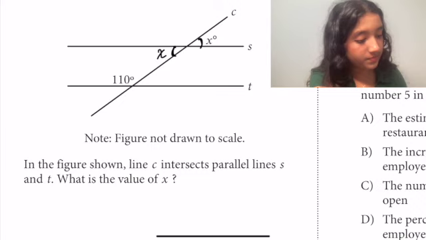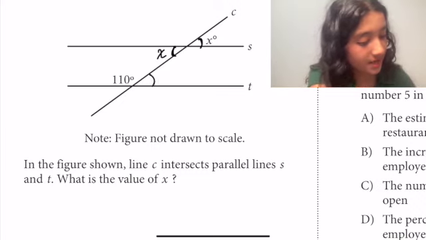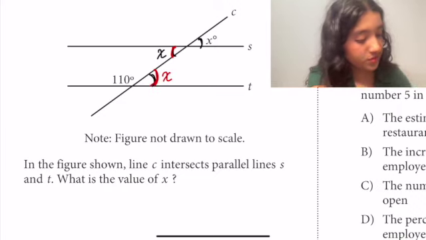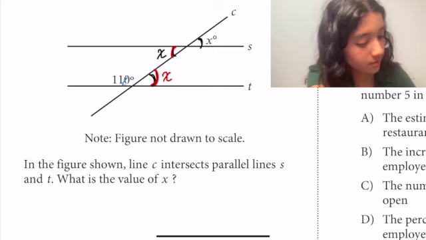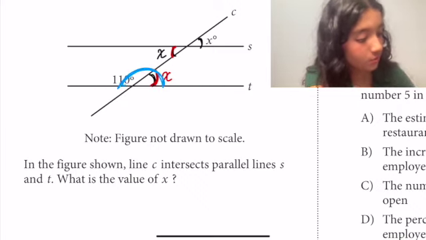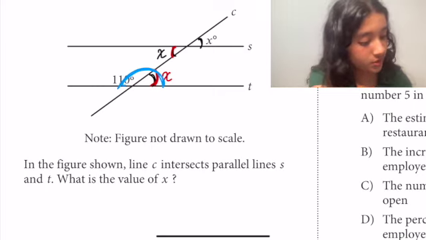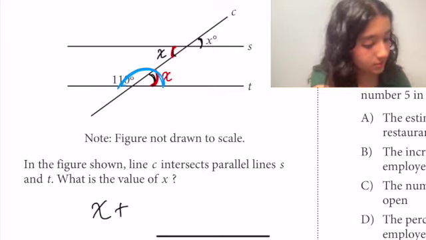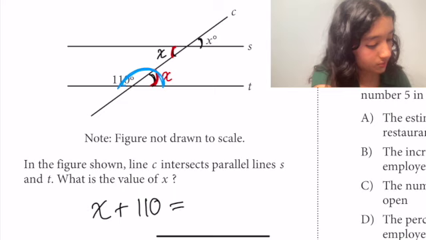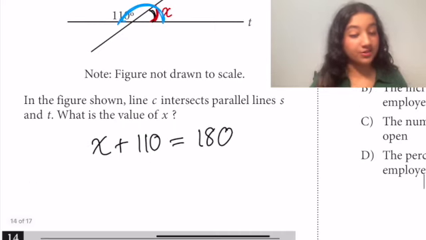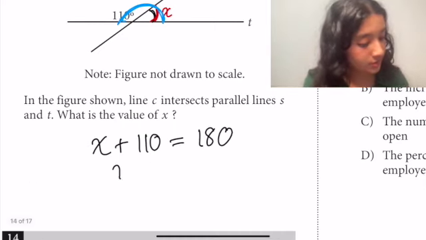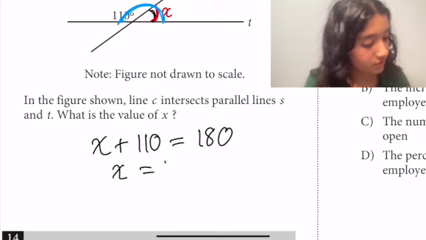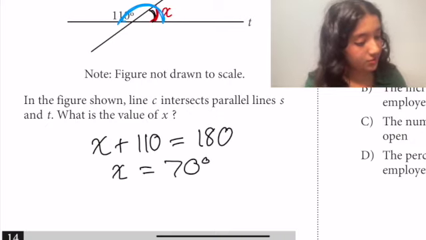And then we have opposite exterior angles between this and this angle, which means that this angle is going to be x. And we know that with this straight line, we'll have 180 degrees. So that means that x plus 110 is equal to 180, which means that x and 110 are supplementary. So subtracting 110 from both sides, we get that x is equal to 70 degrees.